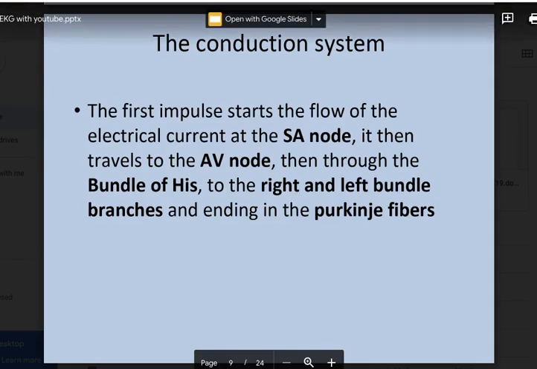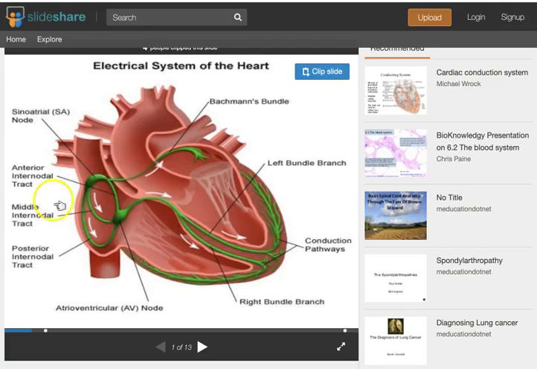I should have looked at this picture a little bit better. It has some extra stuff on here, like we do not go over the middle internodal tract, the posterior internodal tract. That's a little more advanced than we're going to do. Bachmann's bundle, we touch on that, but we're not going to spend a lot of time with it. What I want you guys to know is this is the SA node, this is the AV node, and this right here is the bundle of His, okay? Right here between the AV node and the bundle branches.